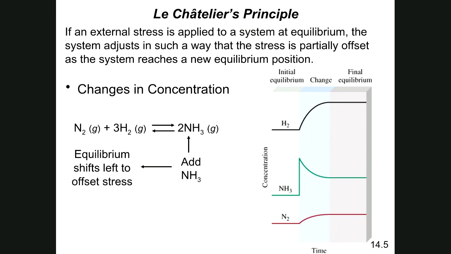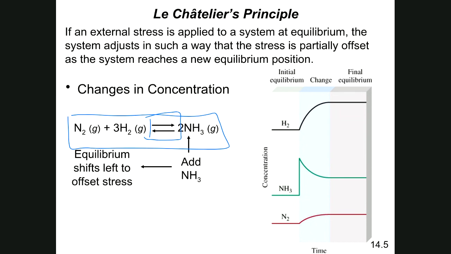Le Chatelier's principle is a principle that applies to a system at equilibrium. If you don't have this double arrow, that means your reaction is not at equilibrium, and Le Chatelier's principle will not apply to that. But if you have a balanced equation with the double arrow, Le Chatelier's principle is going to apply to that reaction or balanced equation at equilibrium.